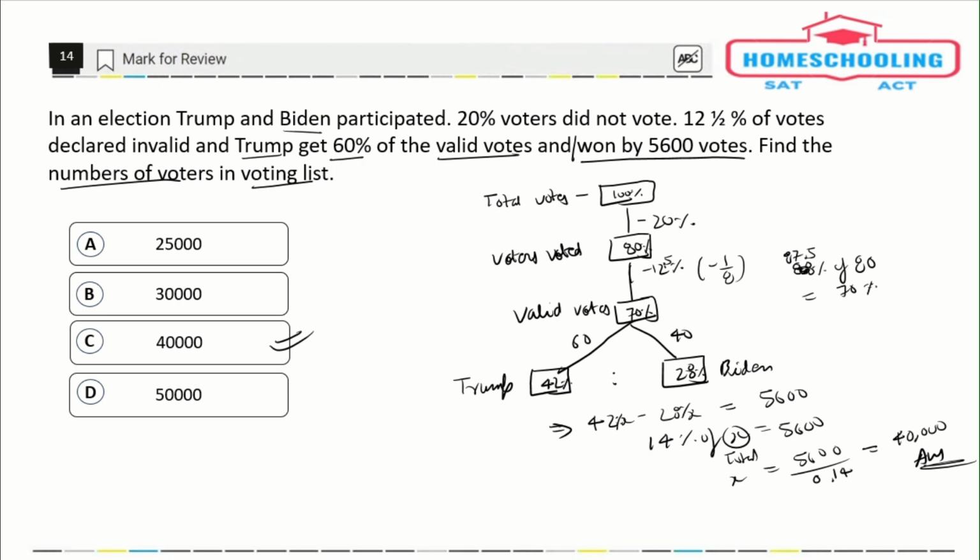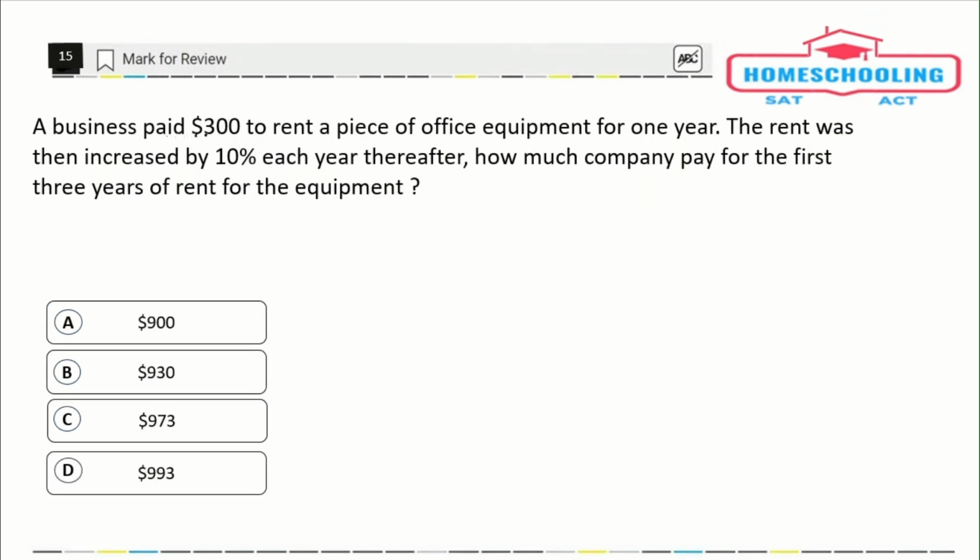Now moving to the next question here. A business paid $300 to rent a piece of office equipment for 1 year. So for 1 year, it is $300. Rent is 300, and the rent was increased by 10% each year. Okay, so 10% each year, it is increased. How much does the company pay for the first 3 years of the rent for the equipment? So first year, the rent is how much? $300.